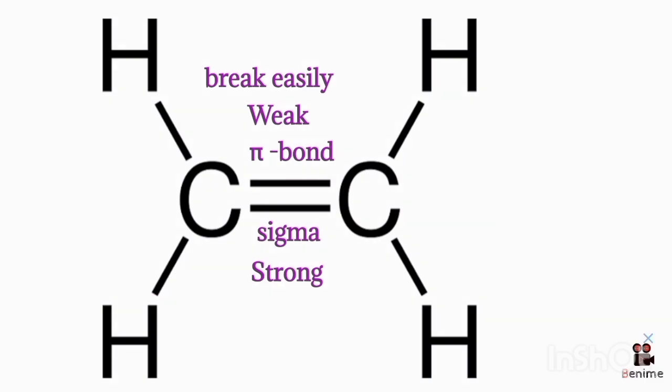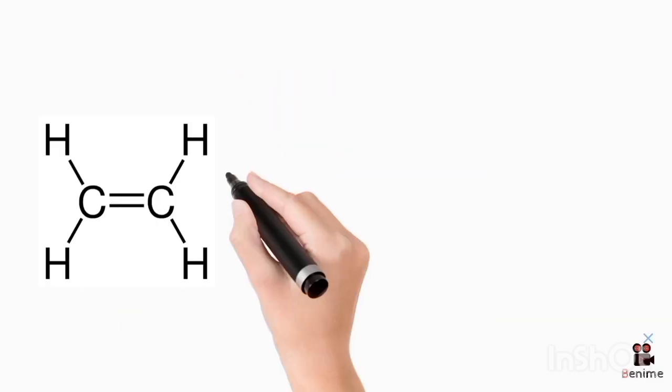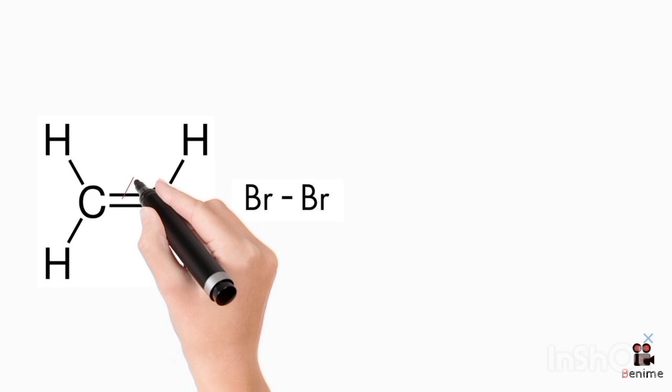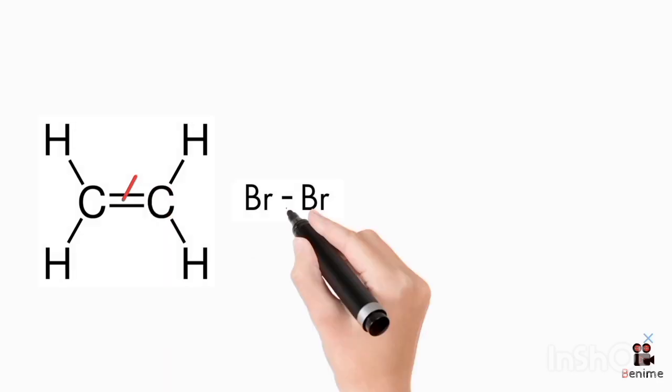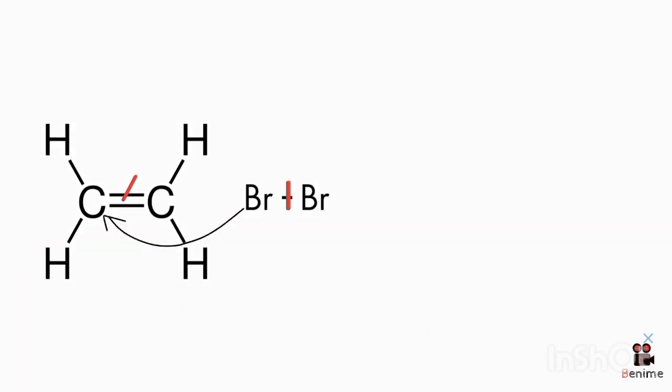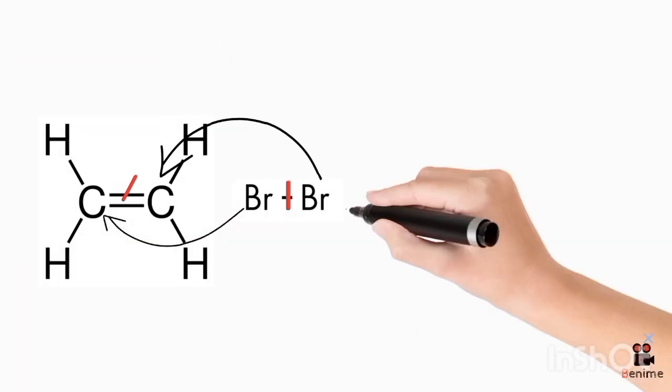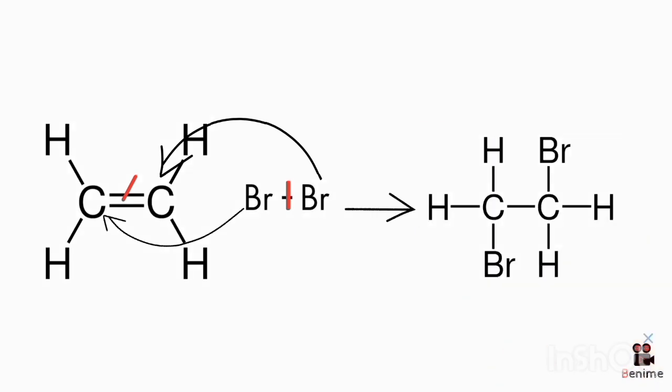What happens during addition reaction? During addition reaction, the weak pi bond breaks and the double bond opens. Then the bromine molecule also breaks. Now 1 bromine atom attaches to the first carbon atom, and the second bromine atom attaches to the second carbon atom. So the double bond is replaced by 2 new single bonds between carbon and bromine atoms. The product formed is called 1,2-dibromoethane.